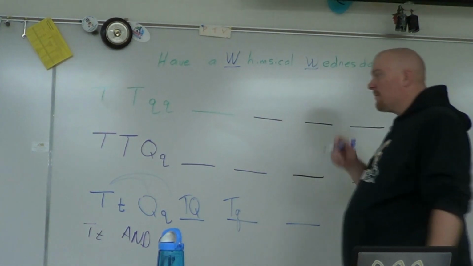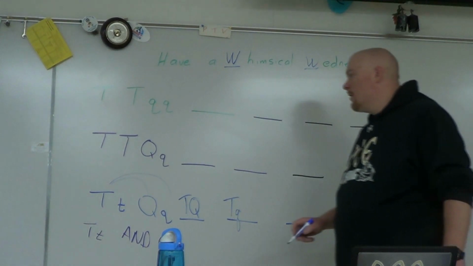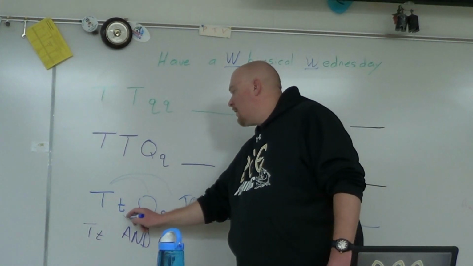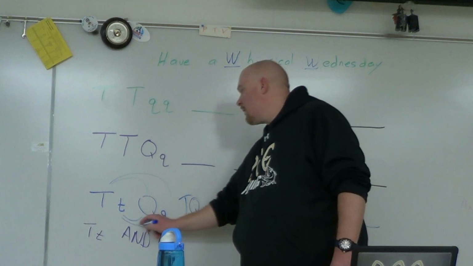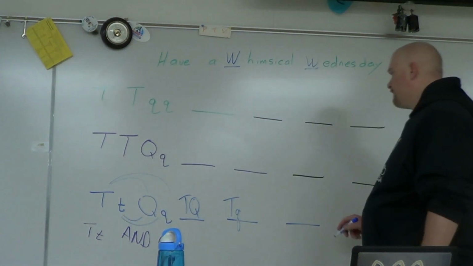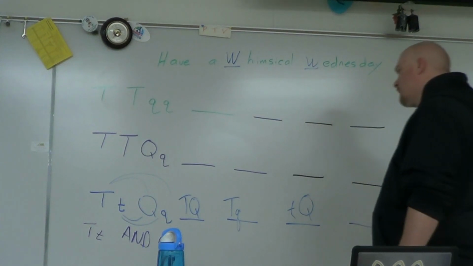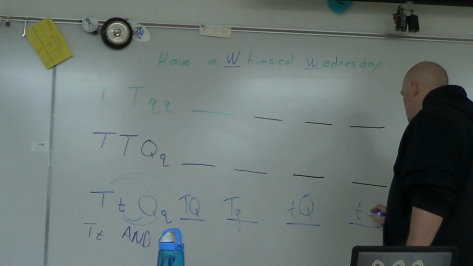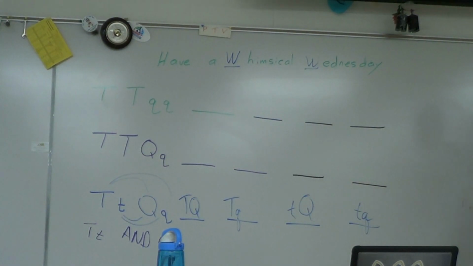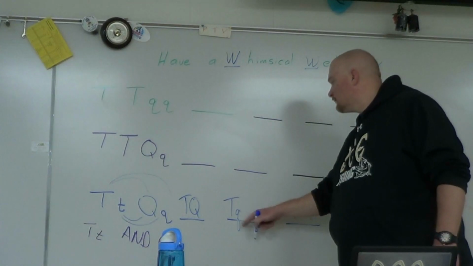What about the little t's? The little t could combine with the big Q, or it could combine with the little q. So we have four different letter combinations that we could get: a big T, big Q; a big T, little q; a little t, big Q; or a little t, little q. Those are all the possible combinations that we could get.